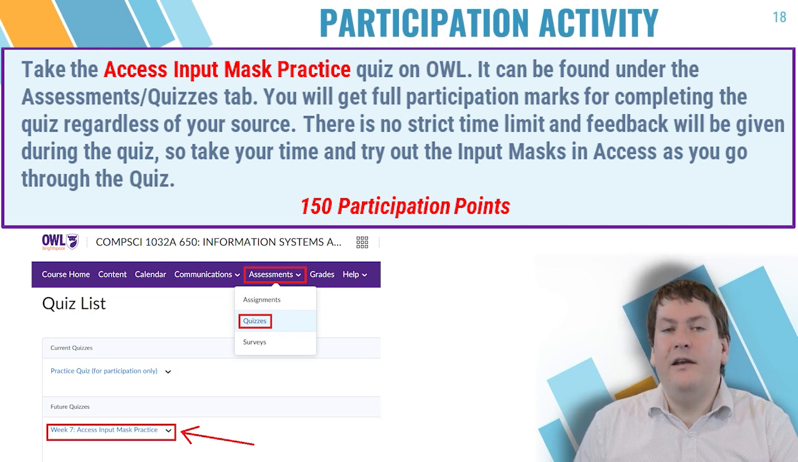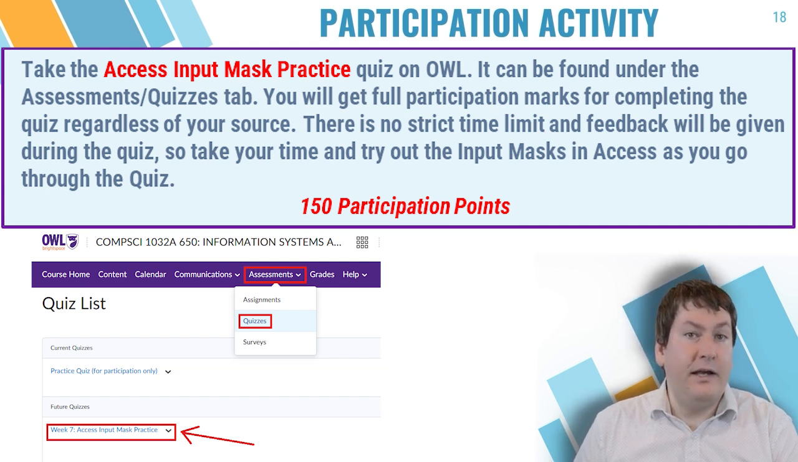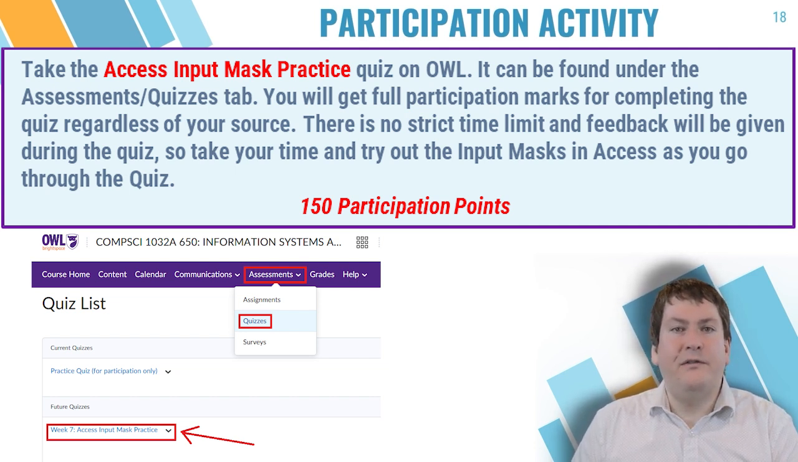The goal here is that you're practicing your input masks, so it doesn't really matter how you take the quiz. So there's no real rules for this quiz. You can take it as many times as you like. And it's not part of your quiz grade, so please don't stress too much about it, and take your time and use it as a useful studying aid.